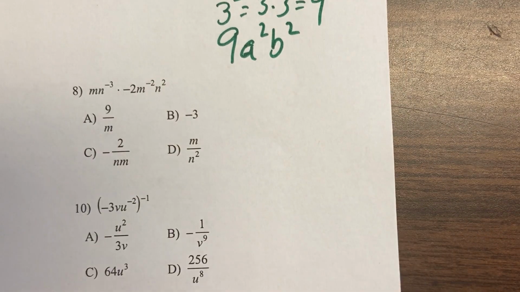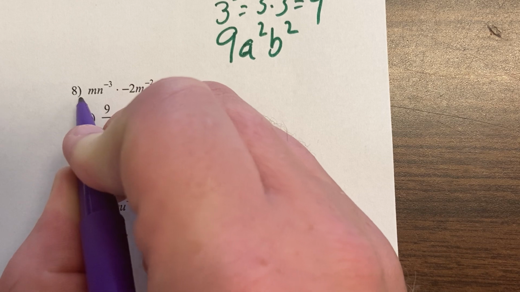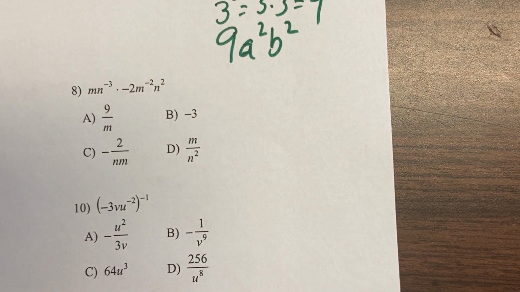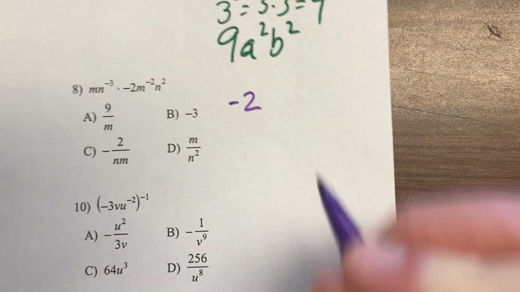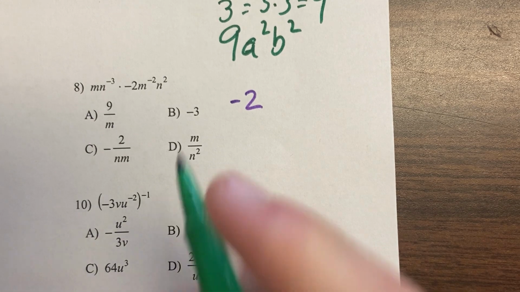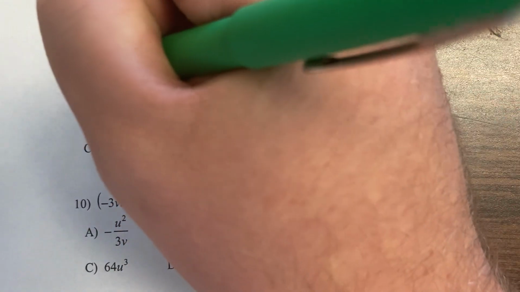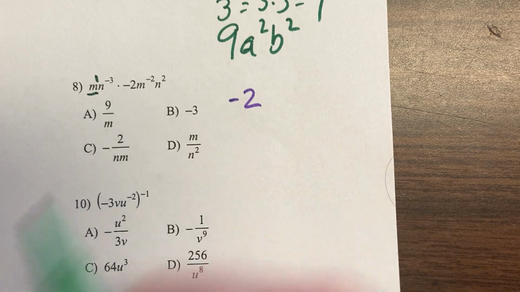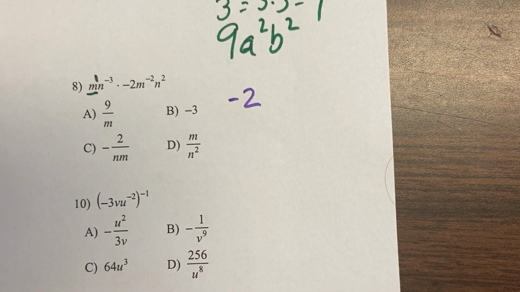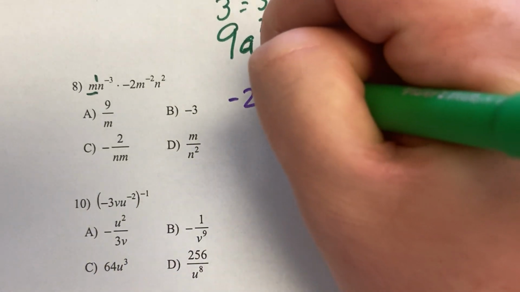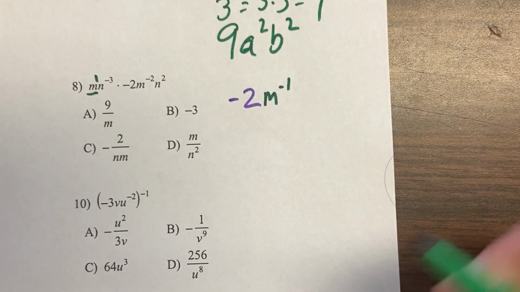All right, here we go. Let's look at some coefficients. So I've got a coefficient of 1 here, a coefficient of -2. 1 times -2 is a -2. Let's look at my m's. This has an exponent of a 1. That has an exponent of a -2. Well, 1 plus -2 says I have m to the -1st.